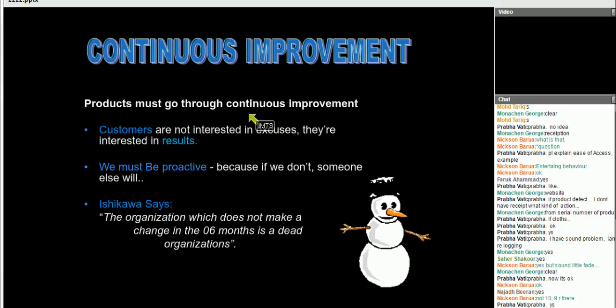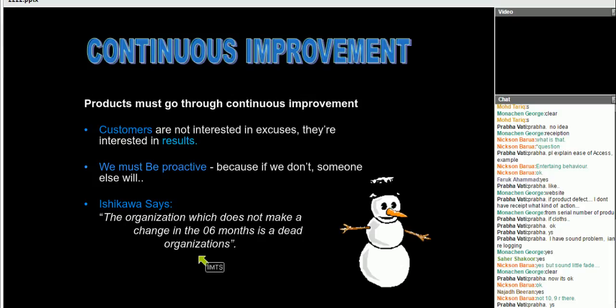Product must go through continuous improvement. So the company should always try to improve their product, the quality of the product, right? Bringing variations in the product with respect to the design, or any other parameter. Customers are not interested in excuses. They are interested in results. We must be proactive, because if we don't, someone else will, right? So someone else will grab that opportunity or grab that customer.